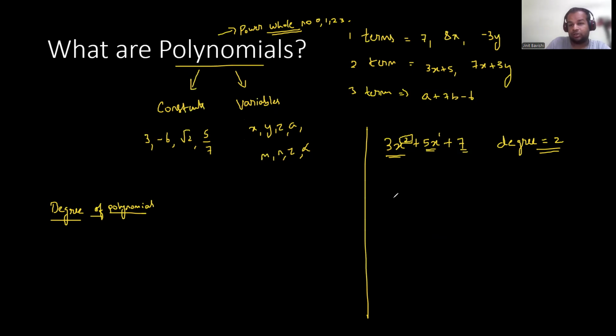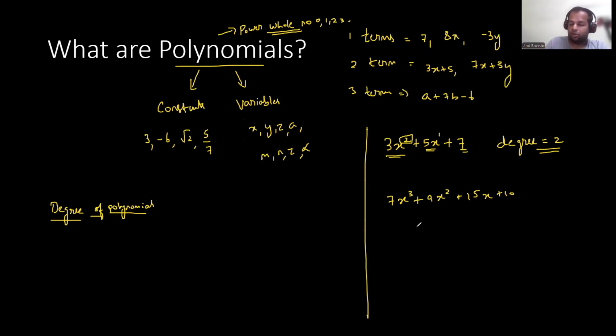Sometimes we'll have expressions which are more complicated, like 7x cubed plus 9x squared plus 15x plus 10. So you have so many terms. But if they ask me to find the degree, the degree will again be the highest power.